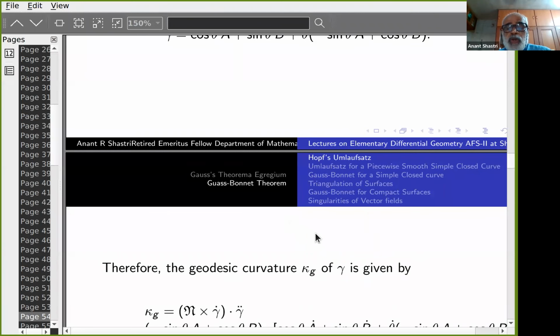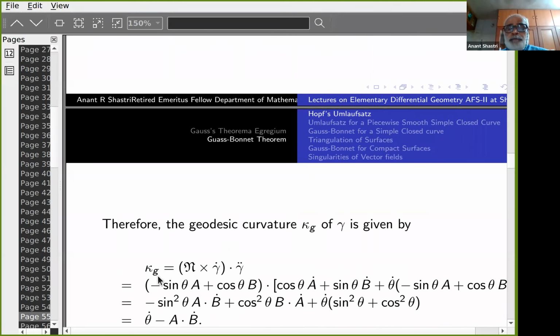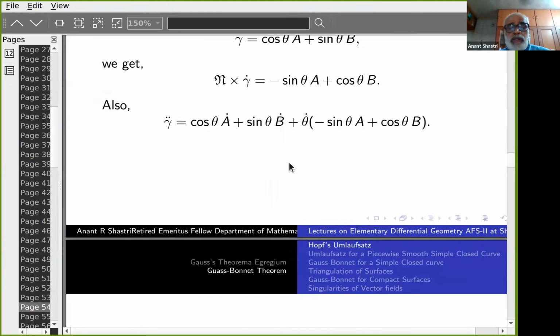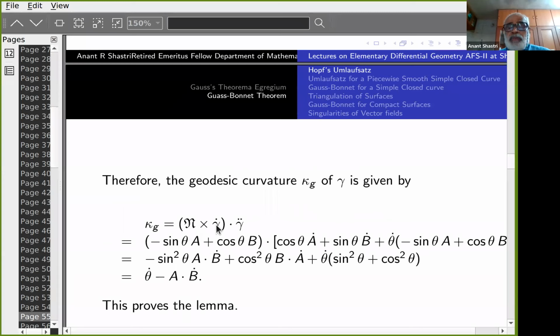Therefore, the geodesic curvature kg of gamma, which is by definition, this kg geodesic is what we want. We are going towards that one statement, right? So I am computing this term kg. Kg is nothing but n cross gamma dot dot gamma double dot. So this is a vector triple product of gamma dot and n. You have to take it in the correct order. You can take this cross dot also, by associativity, as a vector triple product.